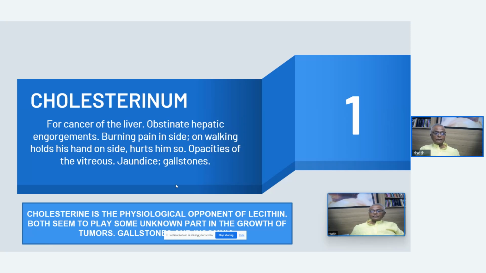for cancer of the liver, now I am summarizing it: obstinate hepatic involvement, burning pain inside on walking, holds his side with his hand, it hurts him so. The patient comes holding the area. Opacity of the vitreous, jaundice, and gallstones. Cholesterinum is the physiological opponent of lecithin. Now, this is opposite to Lecithinum, which you can study later on. But both seem to play some unknown part in the growth of tumor, gallstone, and insomnia.